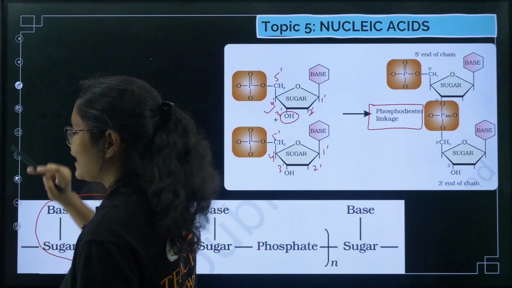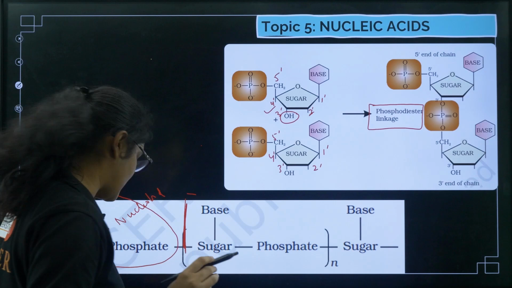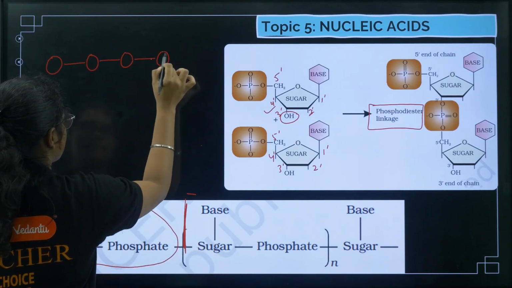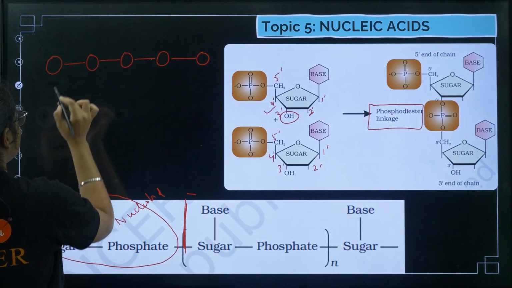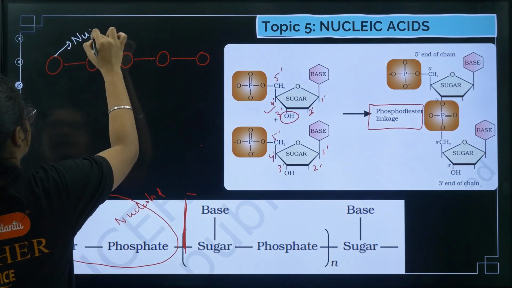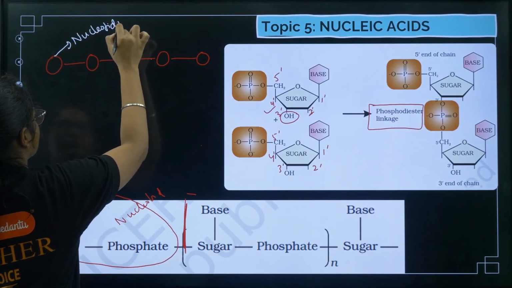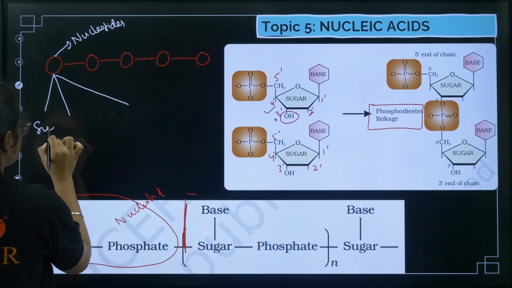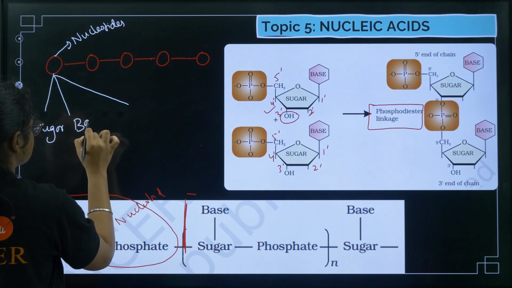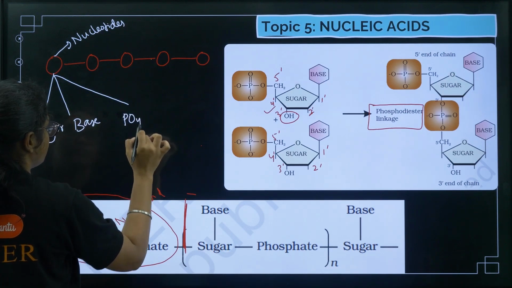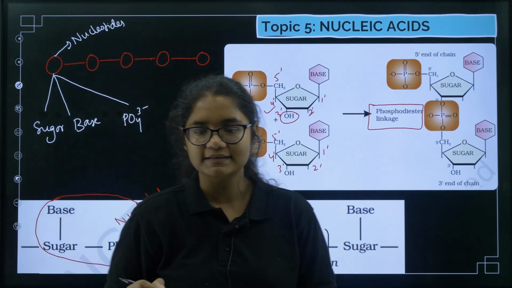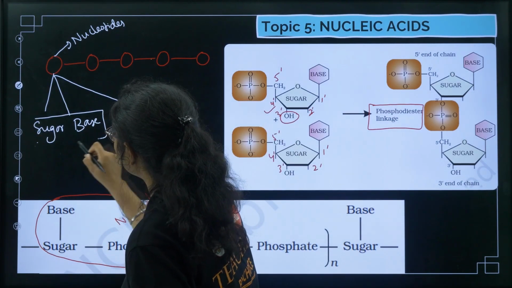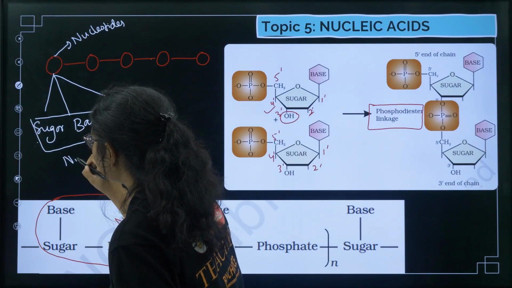The nucleic acids are made up of monomer units called nucleotides. Many nucleotides form nucleic acids. Now each nucleotide has three parts. One is your sugar, then you have base, and then you have phosphate group. Sugar, base and phosphate group. Now this sugar and base is called nucleoside.